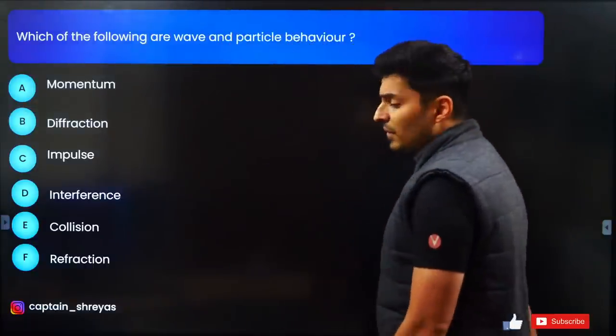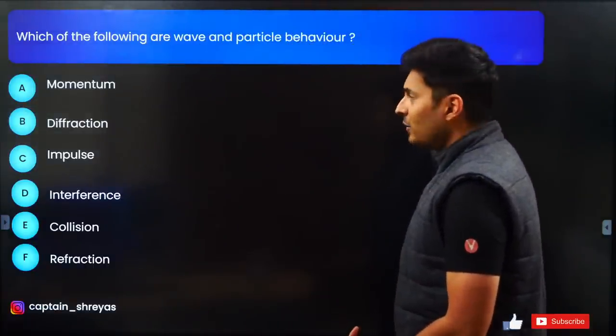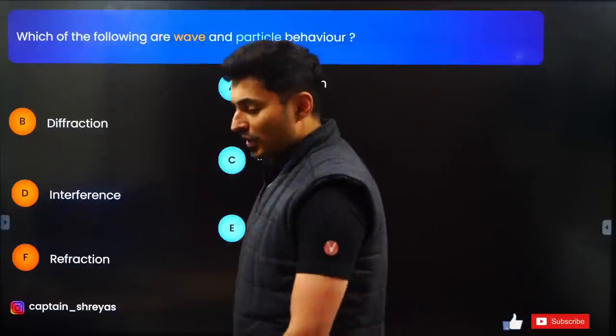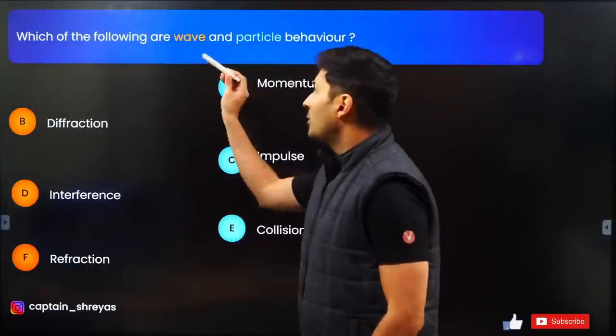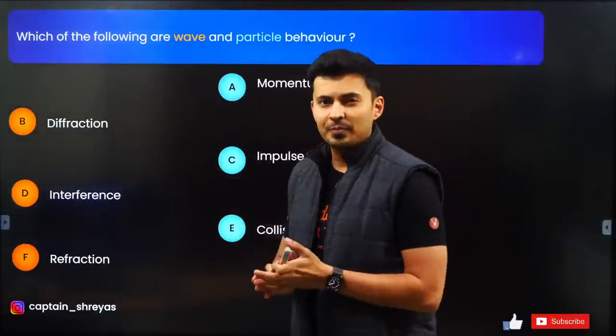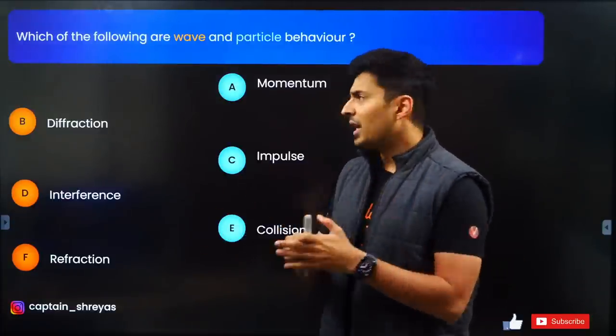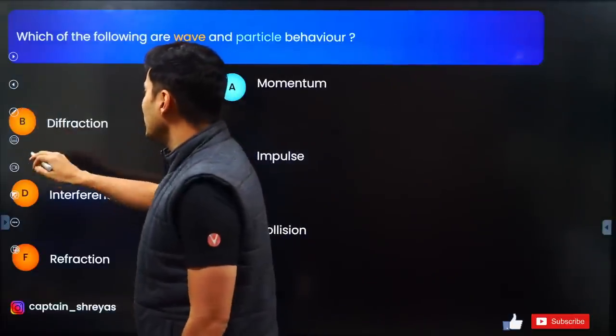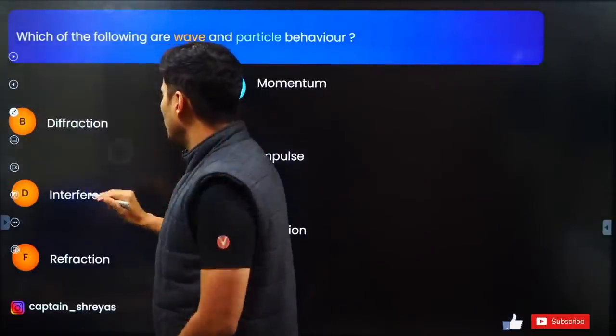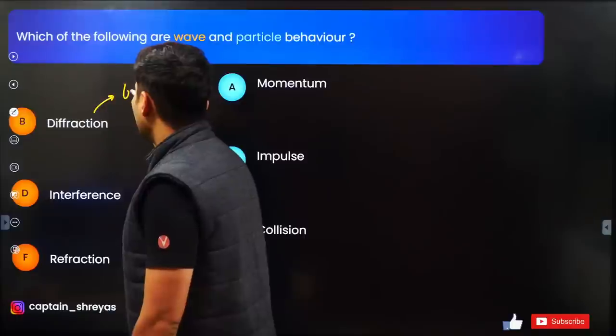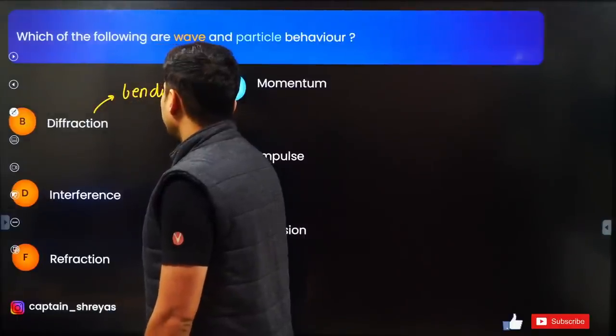All right. So let's have a look at whether you guys are correct or wrong. The correct answer to this question is that the wave parameter is diffraction. Diffraction is a characteristic of a wave, basically a property. Those of you who do not know it, don't worry. Diffraction is basically nothing but bending of light.